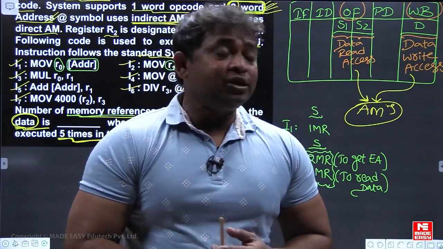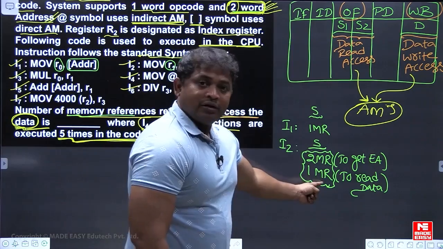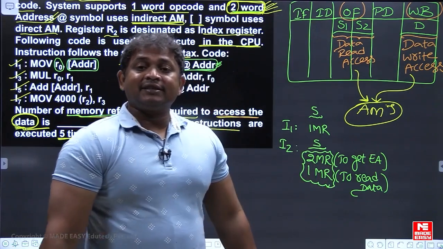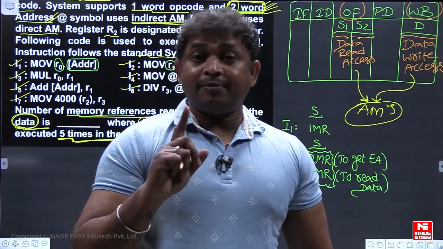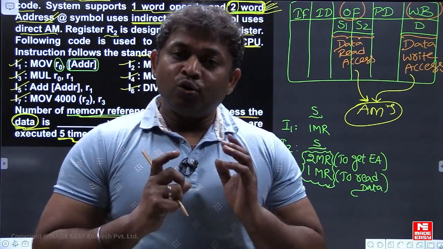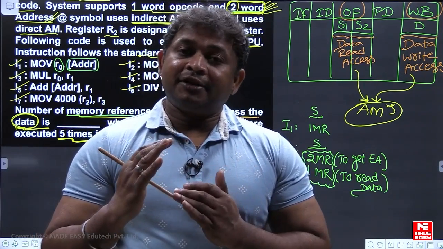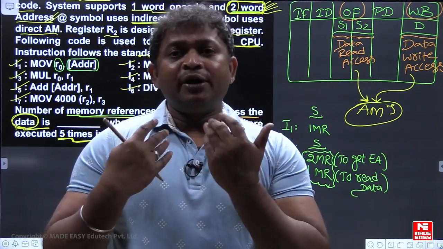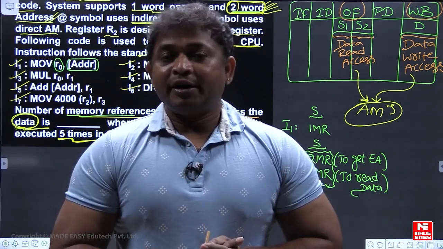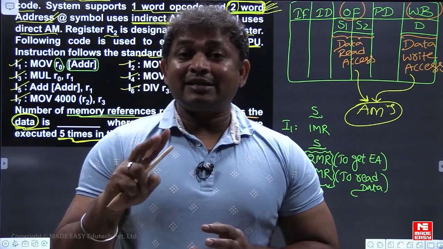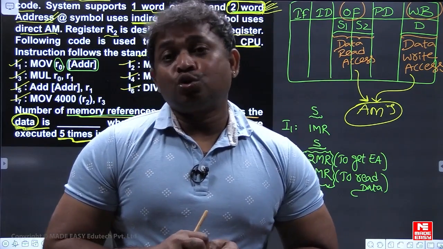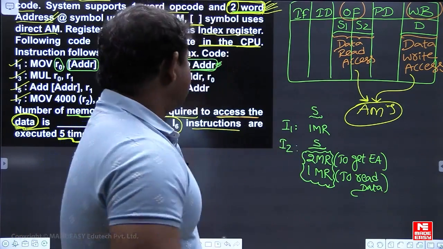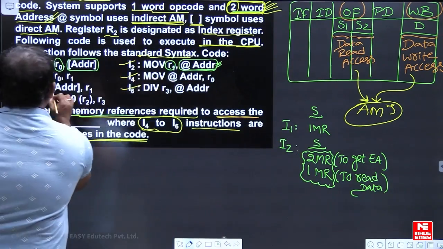Data accessing does not mean counting only 1 MR. The effective address access is also part of your data accessing because of the indirect addressing mode. Because of indirect addressing, first access the effective address, then access the data. These two are counted in the operand fetch itself. Since the address size is 2 words, 2 memory references are required to fetch the effective address. Clear? Then come to I3.